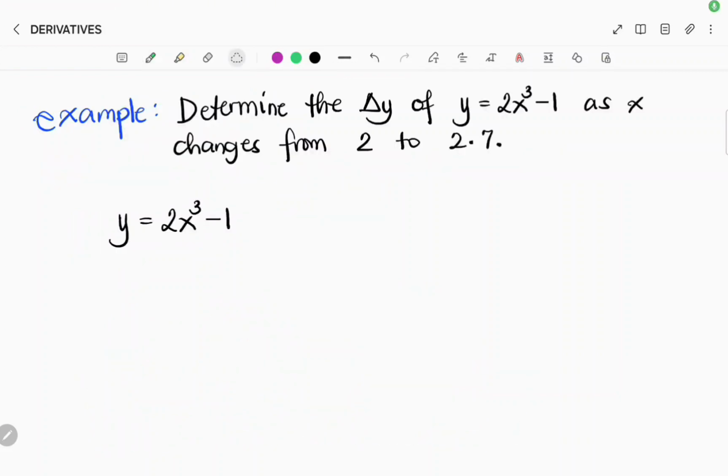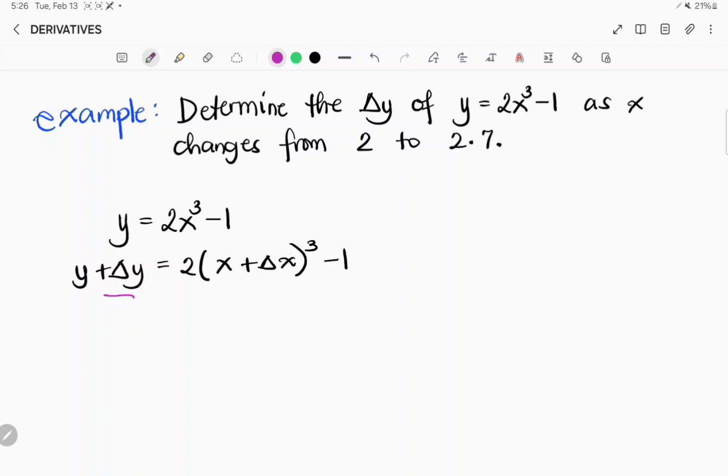An example: we have to determine the change of y for y equal to 2x cubed minus 1 as x changes from 2 to 2.7. So what we have to do now is to add a certain amount of change to our y, and to x also, so x plus change of x, but it's in cube, minus 1. And then we have to isolate the change of x here.